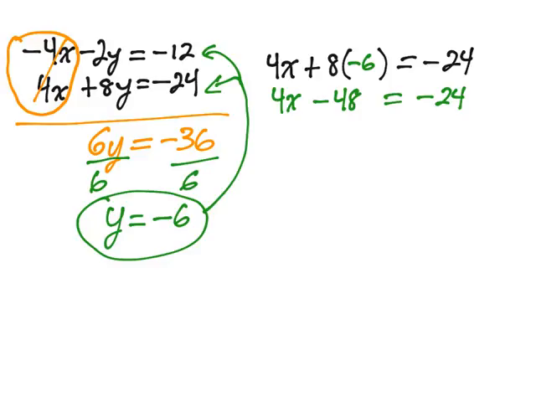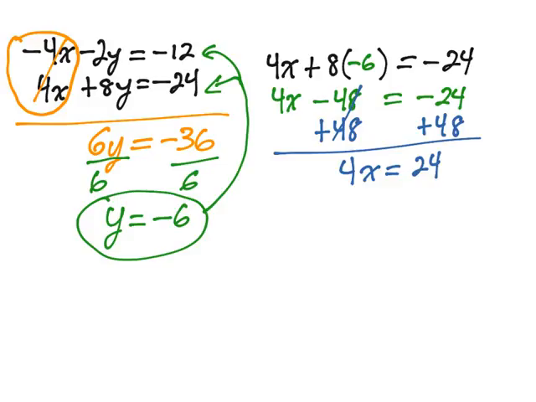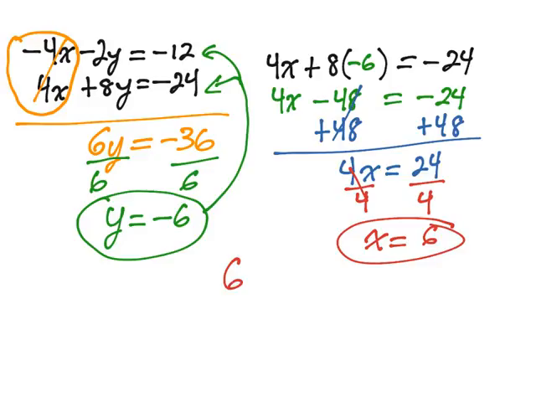We have to add 48 to both sides. These cancel each other out, and now we have 4x equals positive 24. And then finally, just divide both sides by 4, and we get x equals 6. So our answer is the ordered pair 6 comma negative 6. Remember that an ordered pair is always x comma y. It doesn't matter which variable you solve for first, it's always x comma y. That's why it's 6 comma negative 6.